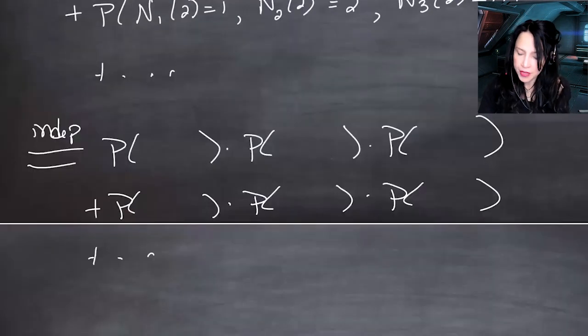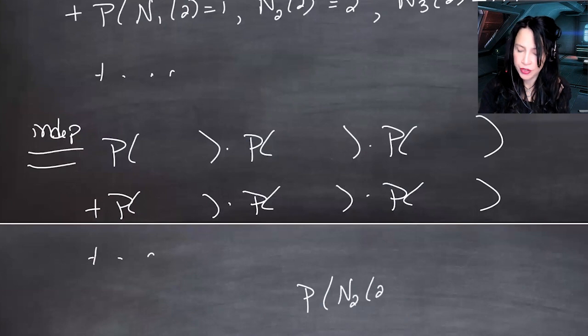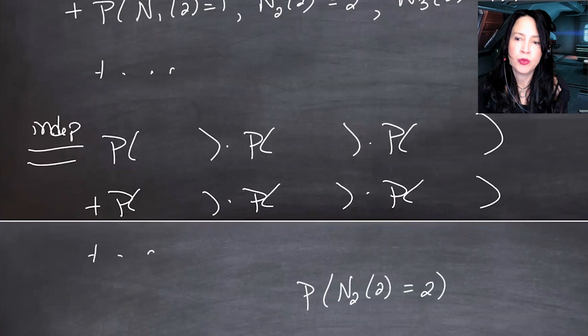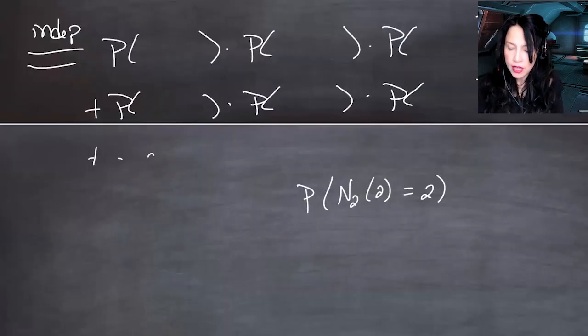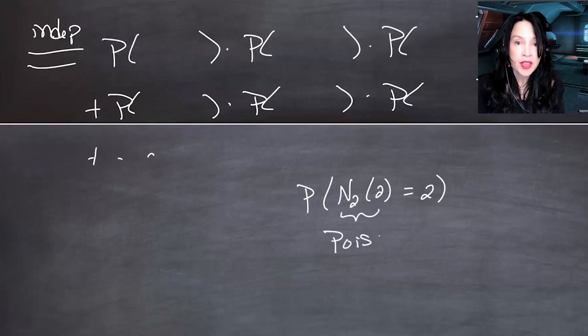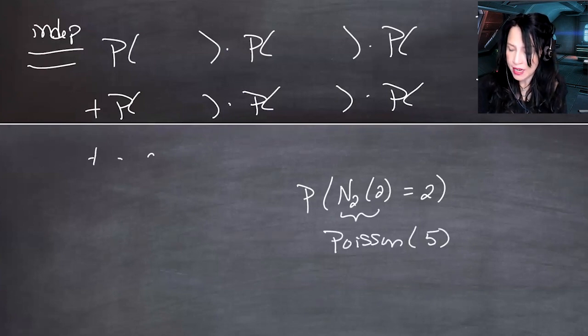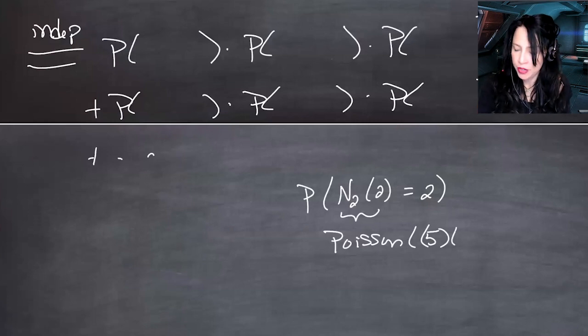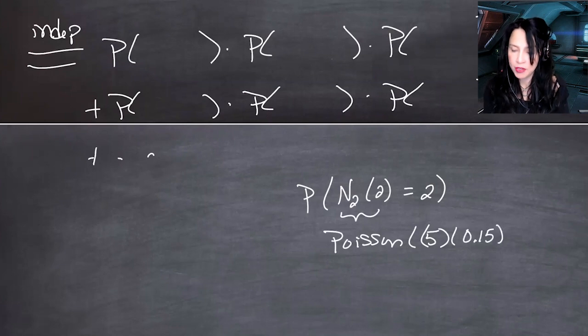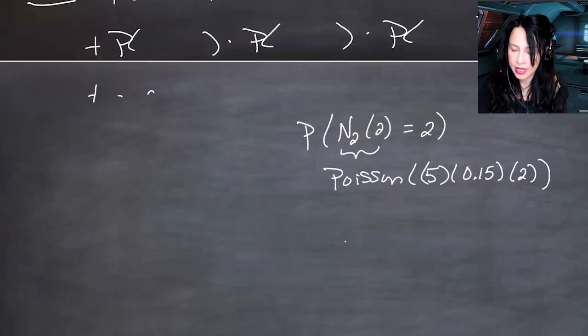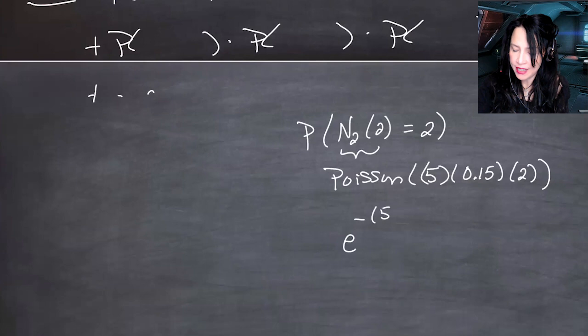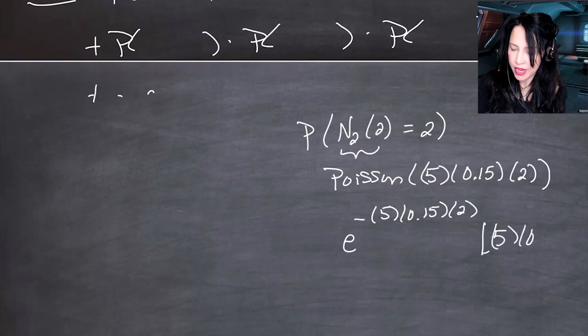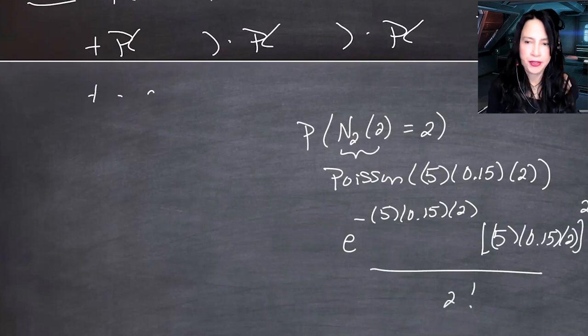Let's just look at one of these terms. Suppose you're computing the probability that N2 of 2 equals 2. I picked like the worst one for illustrating something because everything is a 2. But this has a Poisson distribution. The parameter is the original parameter, 5, times the thinned out, we're just looking at type 2, so times the 0.15 probability of getting a type 2, times the length of the time interval. And so the probability of getting a 2 there is e to the minus 5 times 0.15 times 2, times (5 times 0.15 times 2) to the 2 over 2 factorial. This one gets quite ugly. You certainly don't have to simplify it.